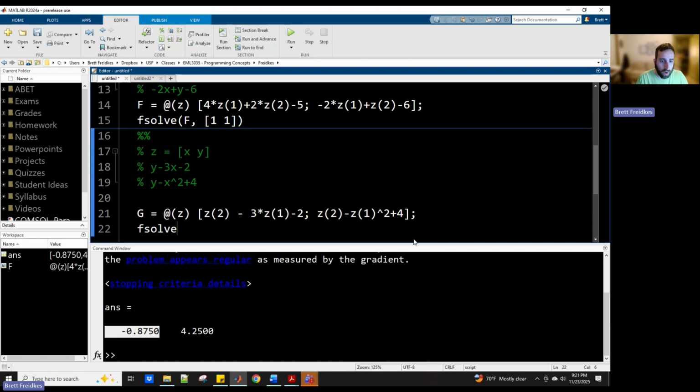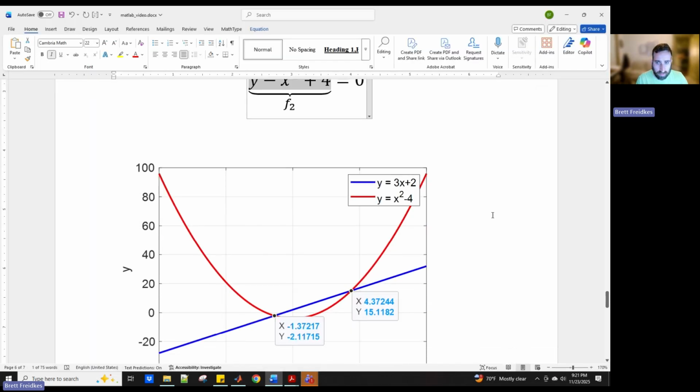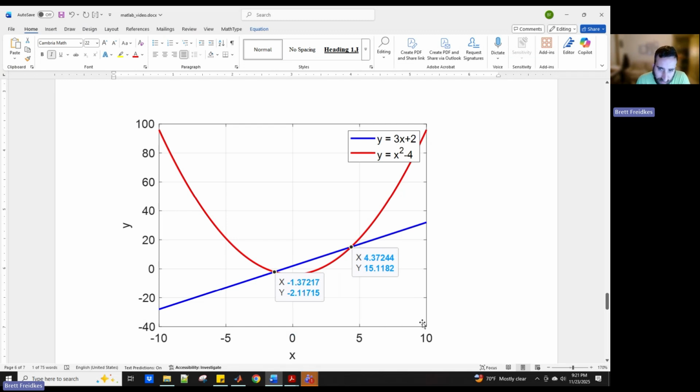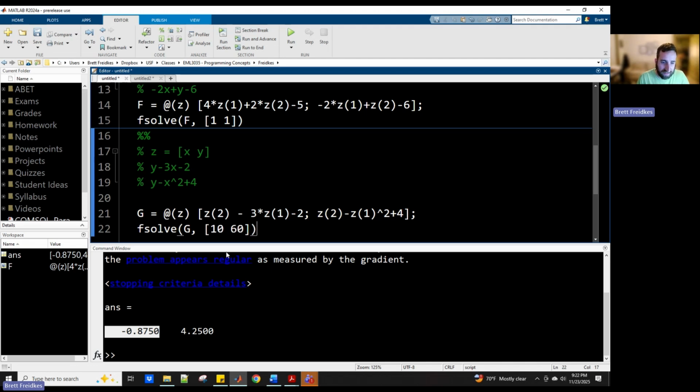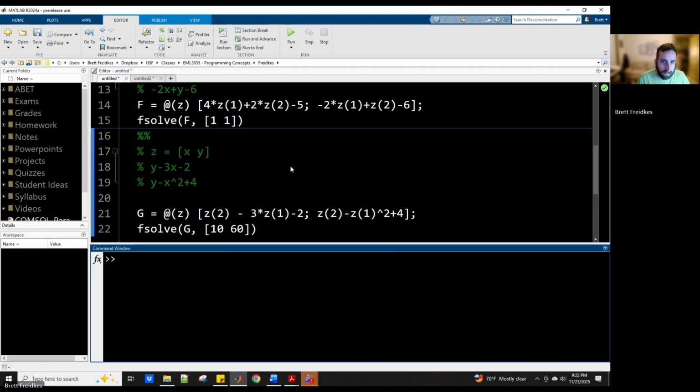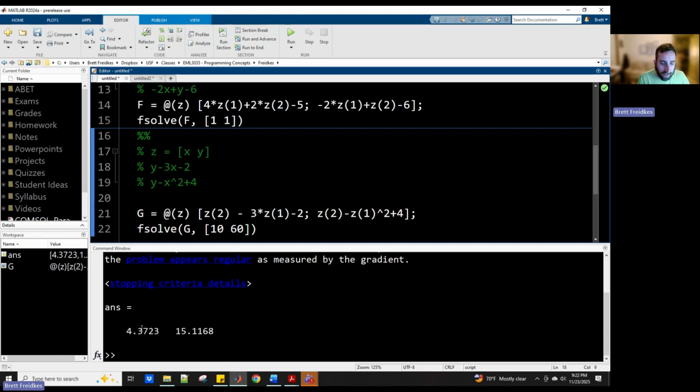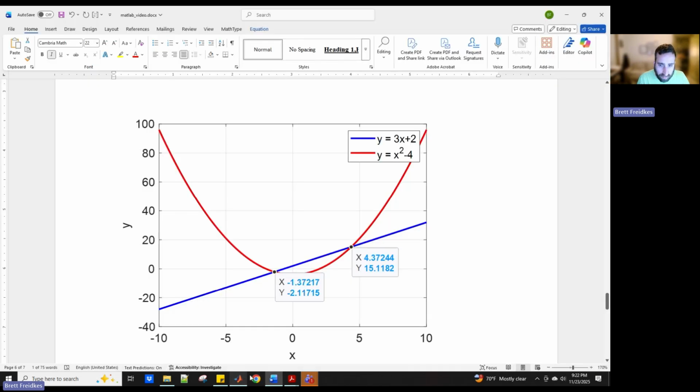If we do fsolve of g and we provide two initial guesses, let's reference the picture here. Let's say I pick a point out here, 10, I don't know, 10, 10. I'm just picking something kind of arbitrary. Or maybe we'll go 10, 60. I'll just pick something kind of random over here. Let's see where we end up. If I do 10, 60 and I run this, we get 4.37 and 15.11. We chose an initial guess over here.